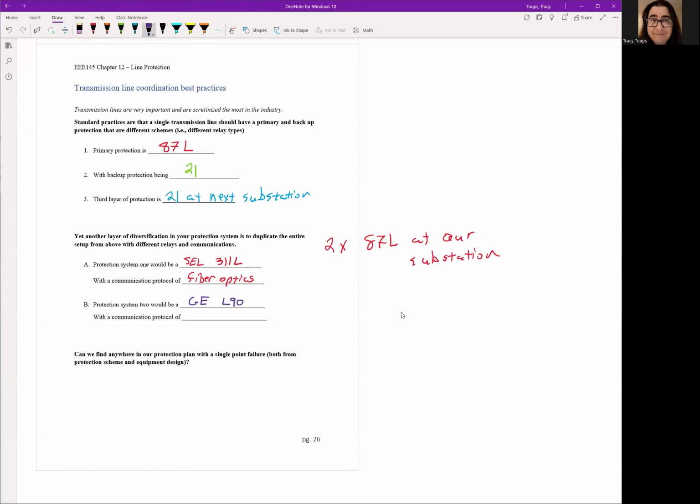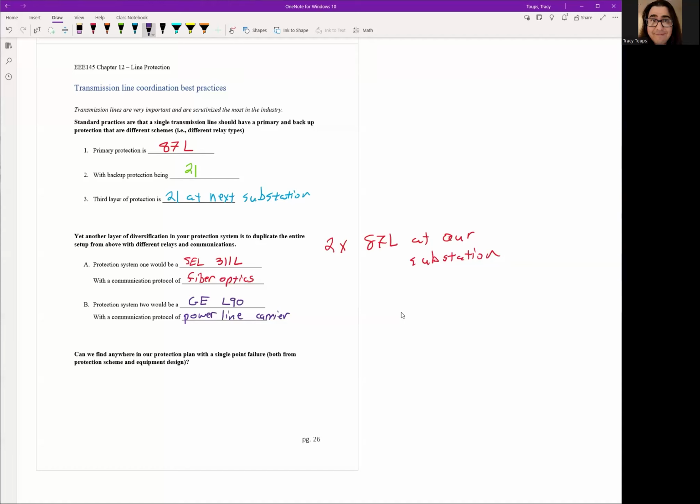It's good to use different manufacturers in case we have a cybersecurity attack that affects every SEL relay in the system. And if the SEL relay fails, our GE relay will still pick everything up. So that way, a cyber attacker can't just target one manufacturer and take it all out. And if we go to the next level, we could use a different communication protocol or medium in case our fiber optics get cut. We could use something called power line carrier. That's just another type of communications, or you can use wireless, radio or microwave, anything that's not fiber.